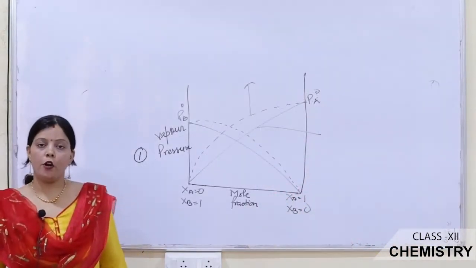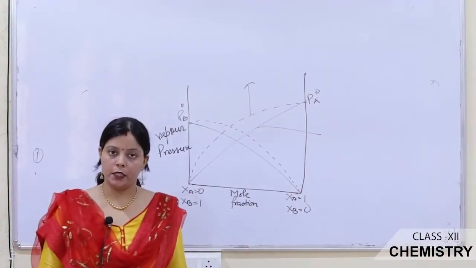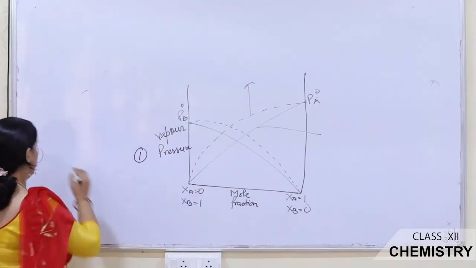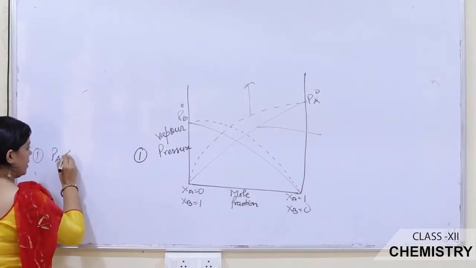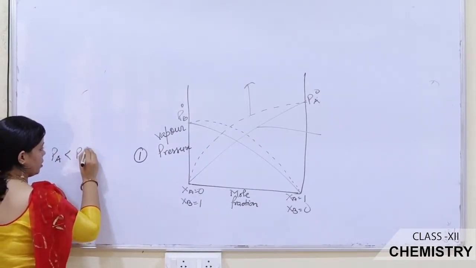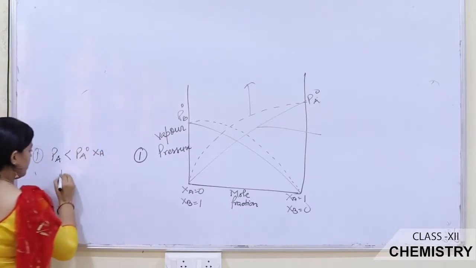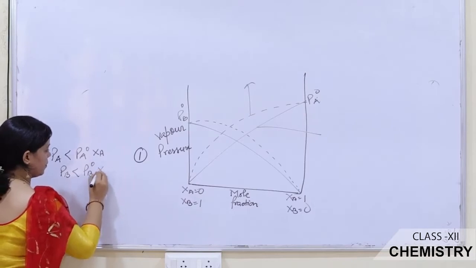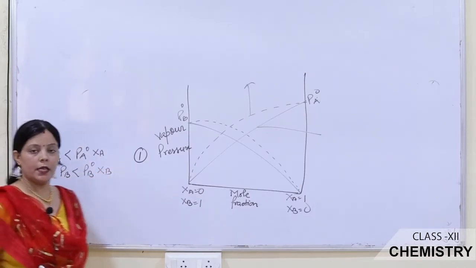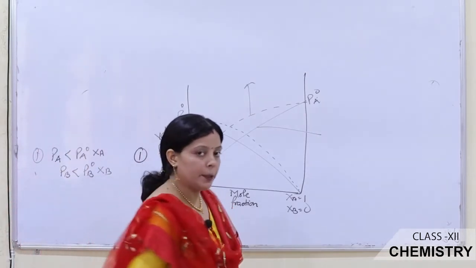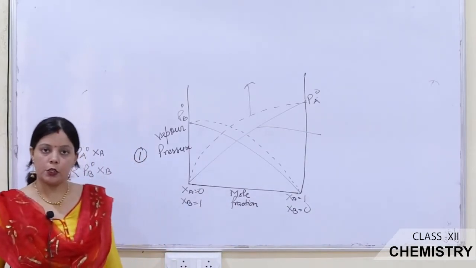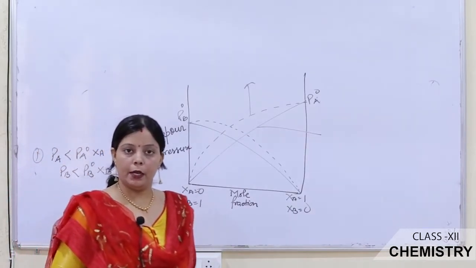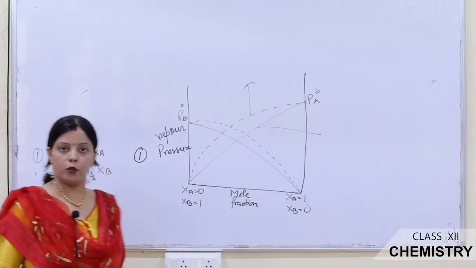In the case of a non-ideal solution showing the negative deviation, the first condition is PA is less than PA naught XA, and PB is less than PB naught XB. This is because in a non-ideal solution, the vapor pressure is not equal to PA naught XA, which means it does not follow Raoult's law.